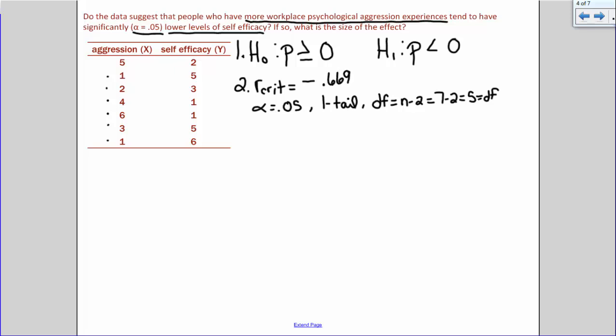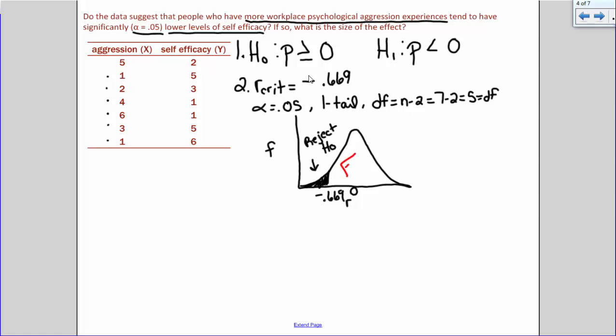So if I draw my critical region here, my frequencies, my value for R, 0 would be in the middle. And then my critical region, or my region of rejection, would be right here. And it's set by a cutoff of negative 0.669. So if what I calculate in step 3 falls here, we can reject the null. If not, we fail to reject the null.